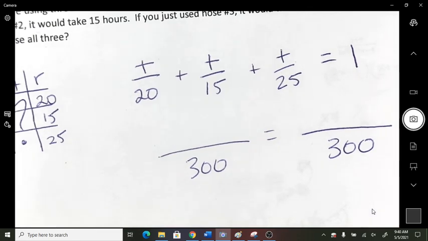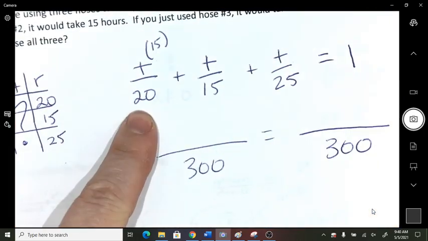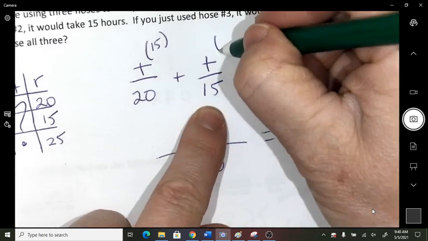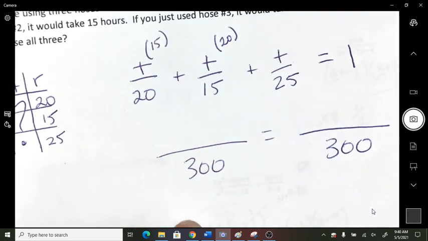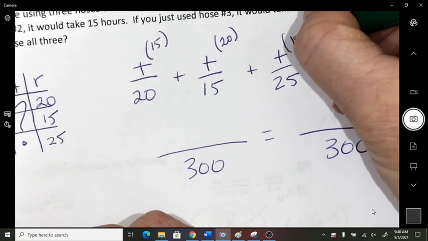Okay, what do I get? So, 20 would have to get times by 15. Therefore, 15 would have to get times by a 20. How many 25s can you fit? 12.